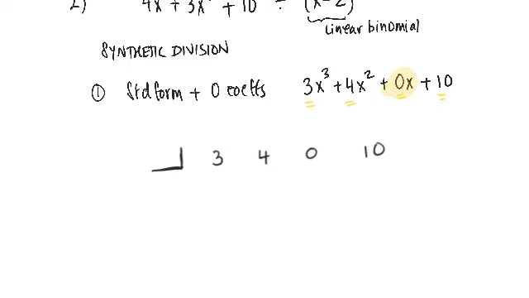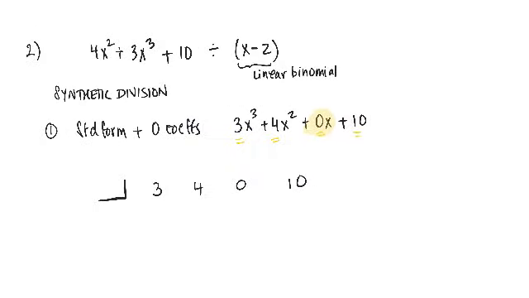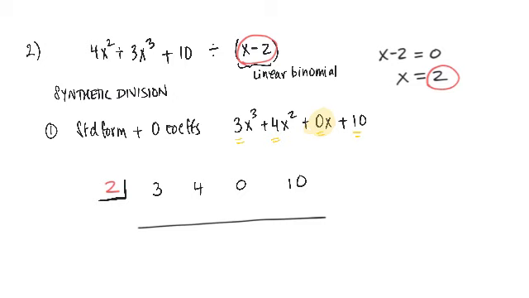Now I'm going to set up a box like this. It's kind of like a backward facing L, and in that L we need to put a number, and that number is going to come from the divisor. I'm going to take my divisor, which is x minus 2, set it equal to 0, and solve that little equation. So I get x is equal to 2. This number that I get when I solve the equation is the number that will go in here. Then I draw a line here, and I'm going to bring this first coefficient down under the line. And now I'm ready to begin the process of synthetic division.